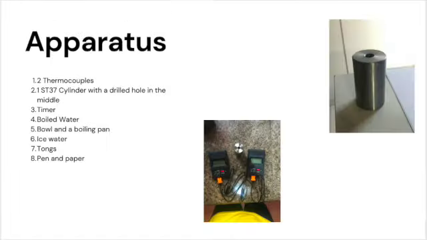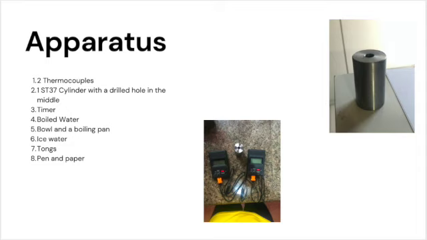The apparatus needed for the experiment are, first, two thermocouples. One is for measuring the temperature of the fluid, and one inside the cylinder. Second is one ST37 cylinder with a drilled hole in the middle. The drilled hole's purpose is to plug the thermocouple probe inside to measure the internal temperature of the cylinder. Third is a timer to again jot down time.